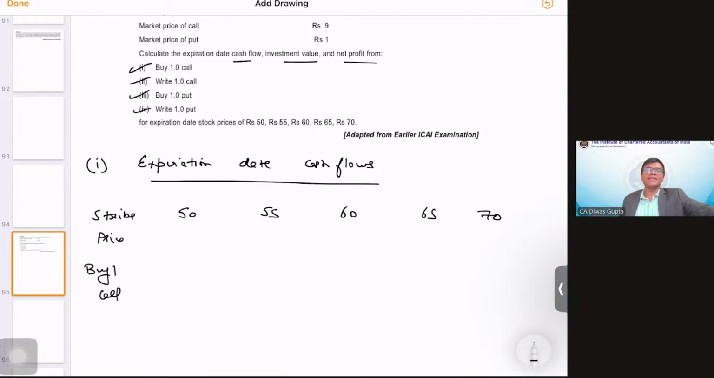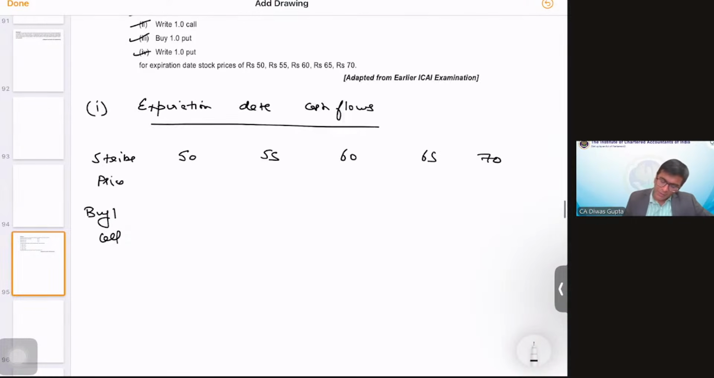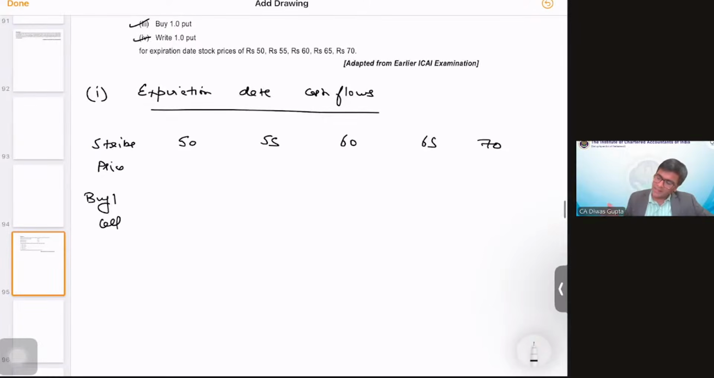So anything less than 60 will be a no gain, no loss, right? Because you're talking about buy one call, right? So nil, nil, nil here as well. The moment it crosses 60, right? So it becomes 65. The cash outflow will be there, right? Minus 60, which is the equivalent value of the strike price. And here also minus 60. These are the overall cash flows, right? At a gross level.